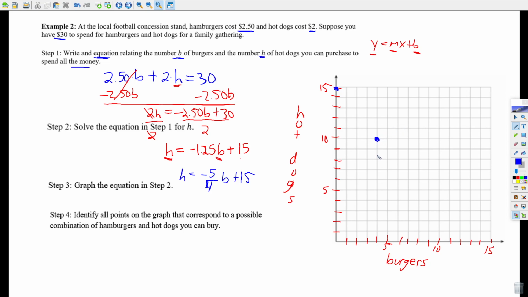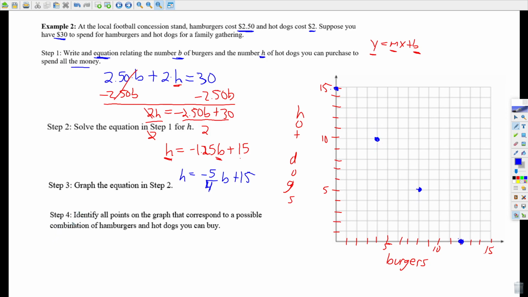Then we go down 5. 1, 2, 3, 4, 5. Over 4. 1, 2, 3, 4. And then down 5 again. 2, 3, 4. Right there. All right. So we have all the points. And one thing we're not going to do for this graph is we're not going to connect the dots. And you'll see why in a moment. But right now we just want the dots.